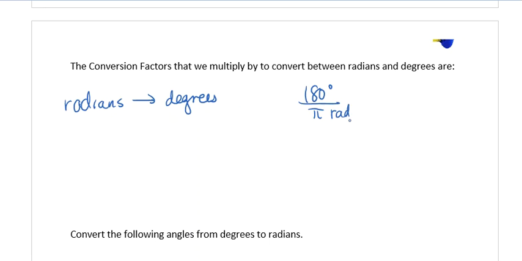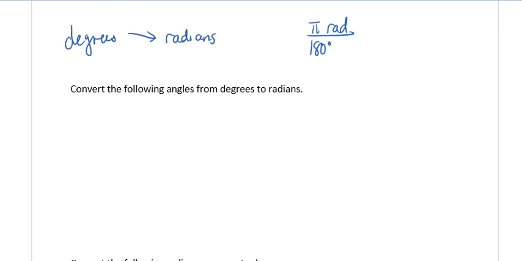If I want to go from degrees to radians, I'm going to multiply by pi radians on the top and 180 degrees on the bottom. So let's do, from degrees to radians, 135 degrees. I'm going to multiply by pi radians on top and have 180 degrees on the bottom. You can see my degrees canceling, top and bottom, and so I have 135 pi over 1.